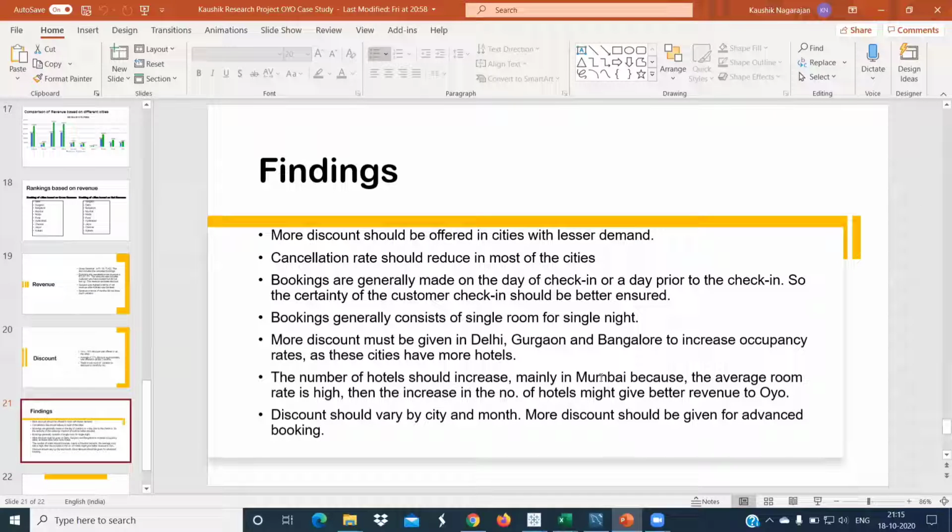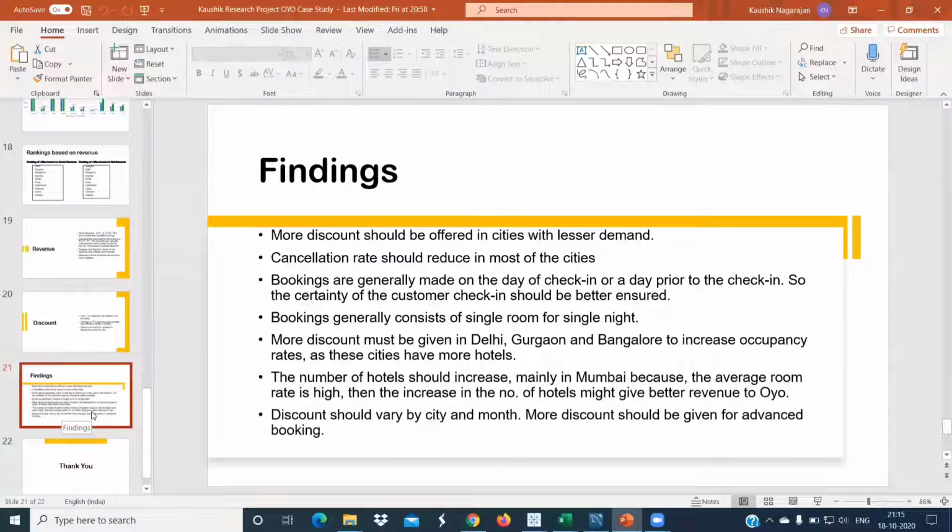For example, June and July months would have more and more office people checking in, and months like December, October, and May will have family and vacationers checking in. So the discount should vary largely by city and month. It should be extremely dynamic, which will help the company optimize the business. Okay, that is it from the business part of the project.